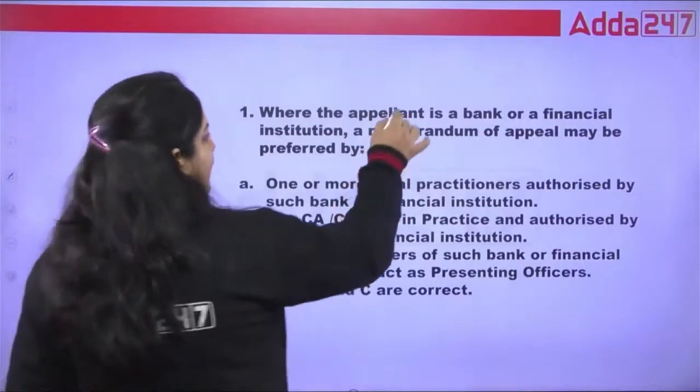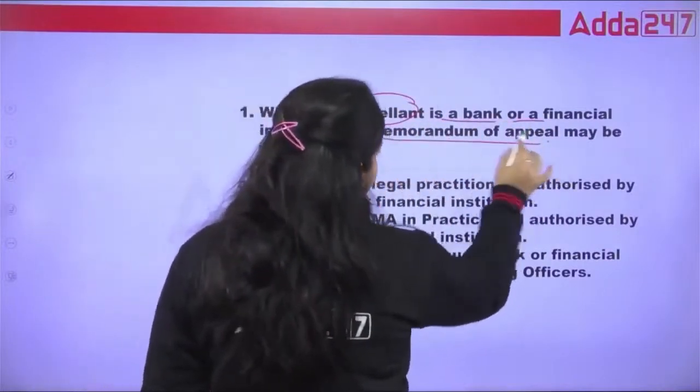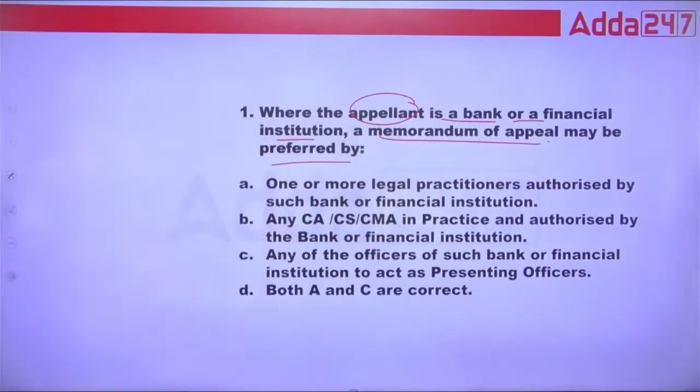Where the appellant is a bank or financial institution, a memorandum of appeal may be preferred by one or more legal practitioners authorized by such bank or financial institution, any CA, CS, CMA in practice, or any other officer of such bank or financial institution authorized to act as a presiding officer. Both A and C are correct. What is the right answer?